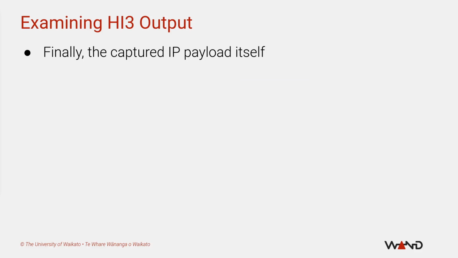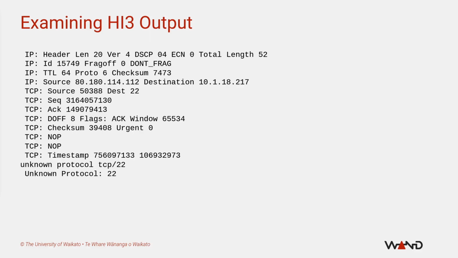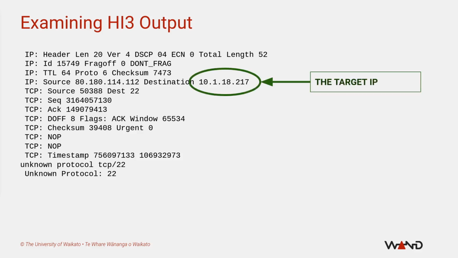Finally, let's take a quick look at the captured IP payload itself. The last captured packet is a TCP ACK with no payload, and trace packet dump is able to decode the TCP IP headers for us to interpret. The most important thing to note here is that the static IP for our target happens to be the destination IP address of this packet. This means two things. One, OpenLI was correct to intercept this packet, and two, the payload direction is correct because the target IP is the destination address.